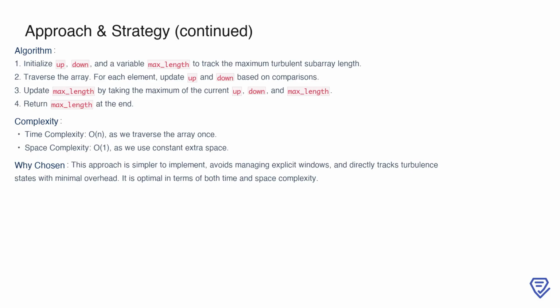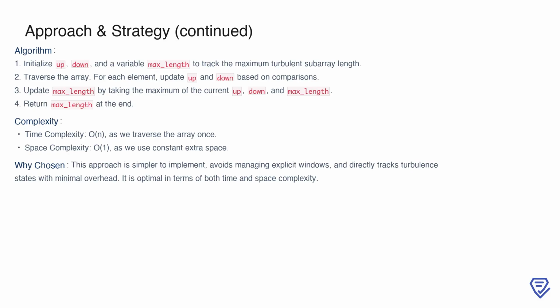First, we initialize the up and down counters as well as a variable max_length to store the maximum turbulent subarray length. Then, we traverse the array and update the up and down counters based on the relationship between consecutive elements. For example, if the current element is greater than the previous one, we increment up and reset down. If it is smaller, we increment down and reset up. At each step, we update max_length by taking the maximum of the current up and down values along with the previous maximum. At the end of the traversal, we return the final value of max_length.